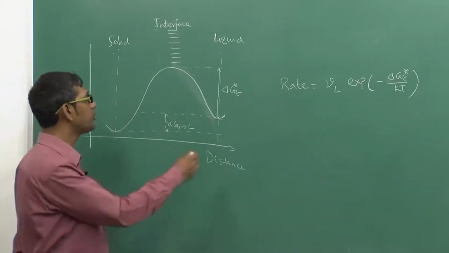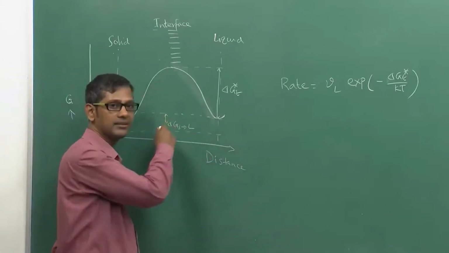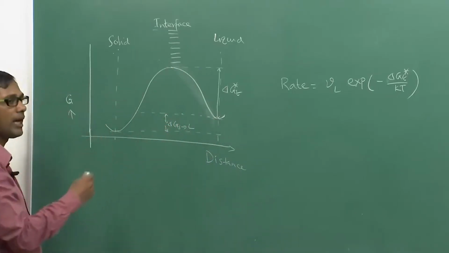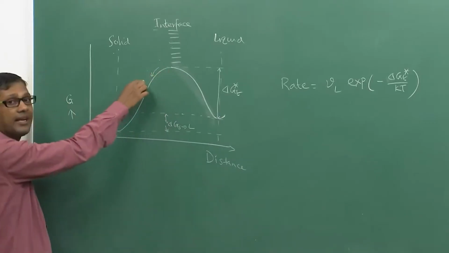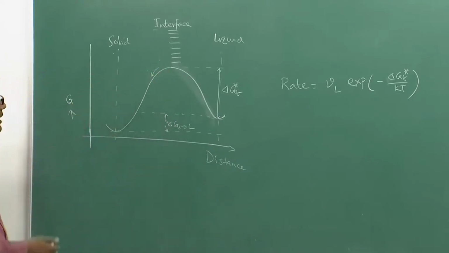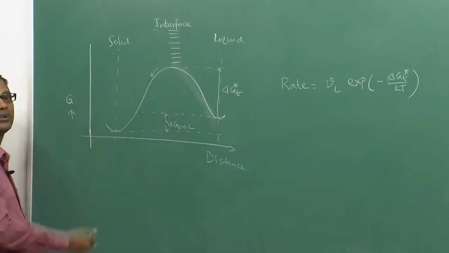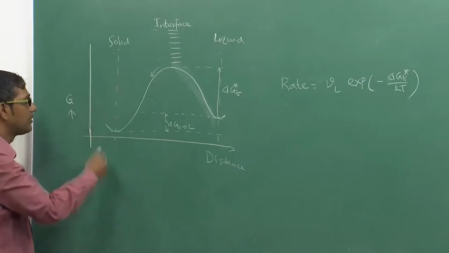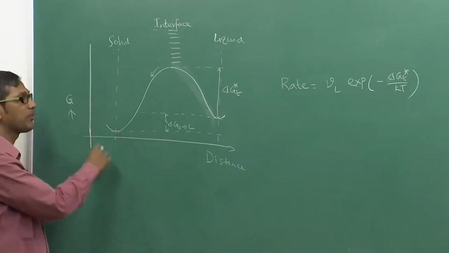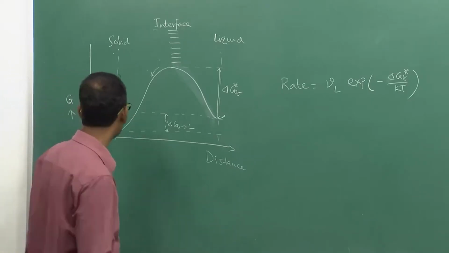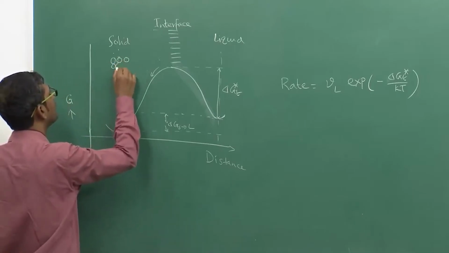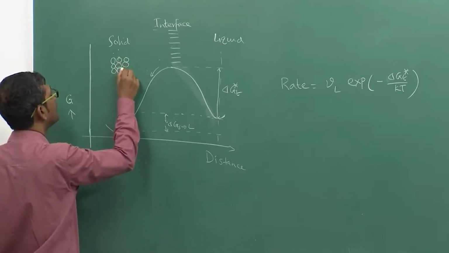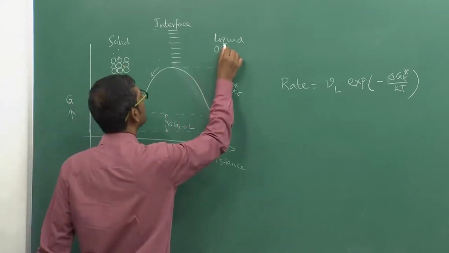All atoms may not have sufficient energy to cross this height. Some atoms will have it, some atoms will not. Once an atom crosses this barrier, it slides down along the energy gradient and becomes part of the solid. That is what happens when you have a solid. In the solid, atoms are nicely ordered, but in the liquid they are not, they are haphazard.